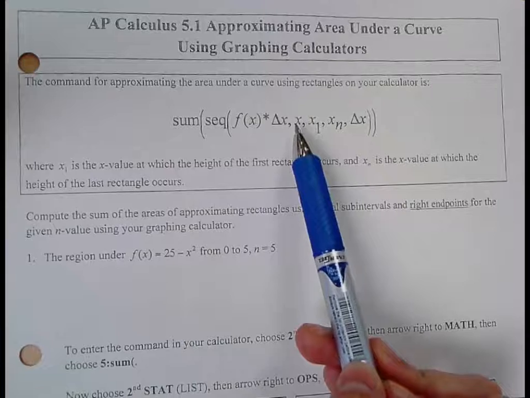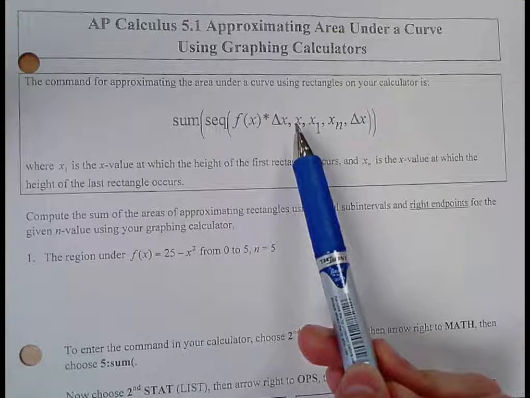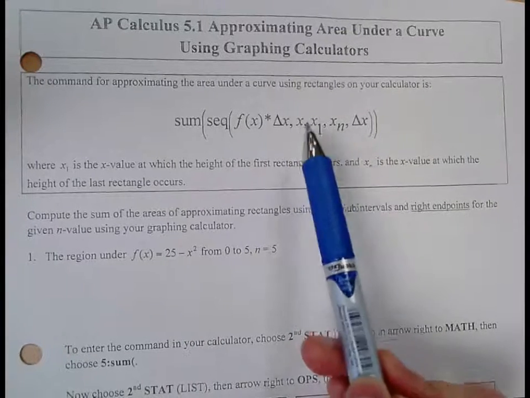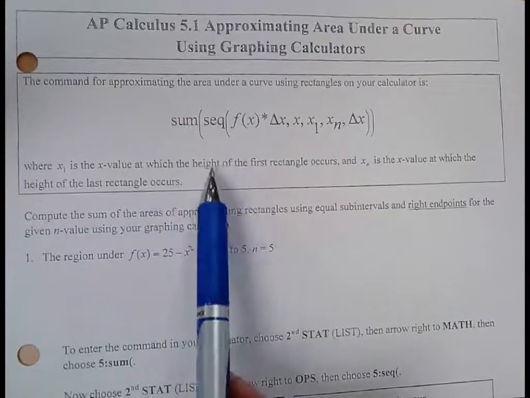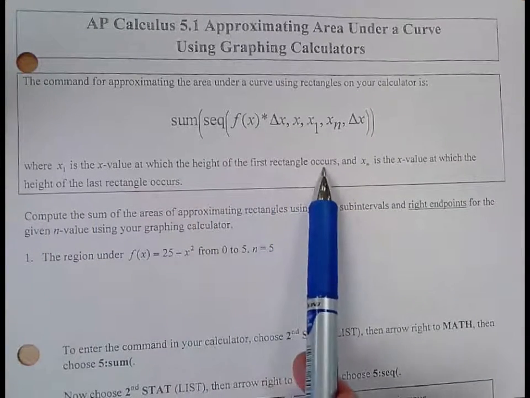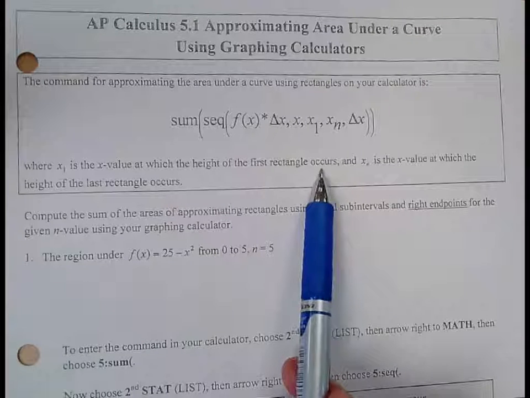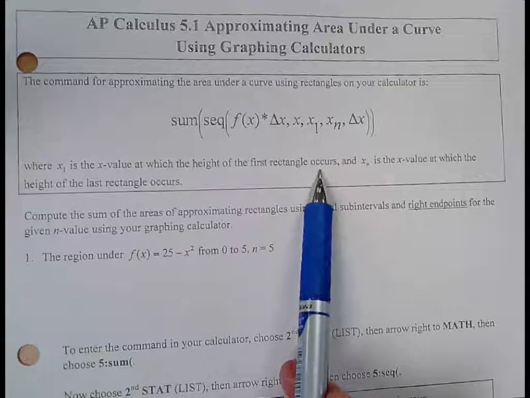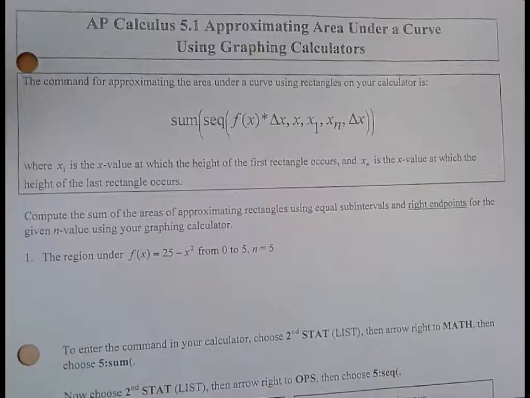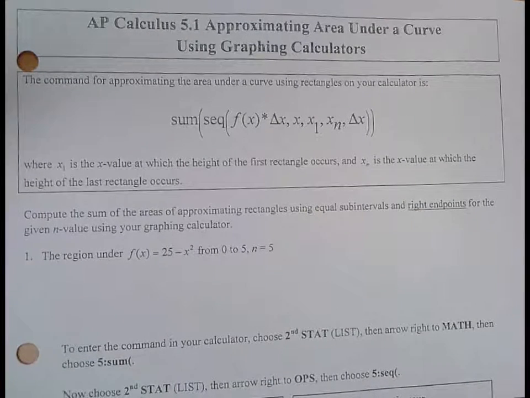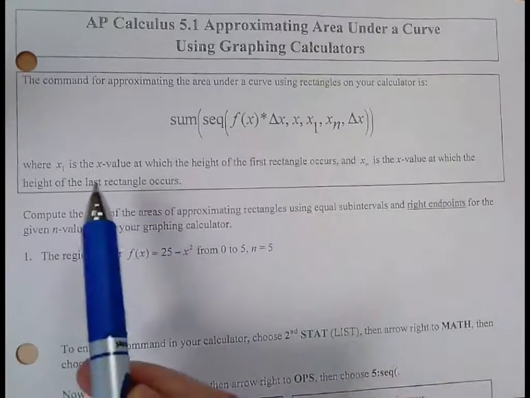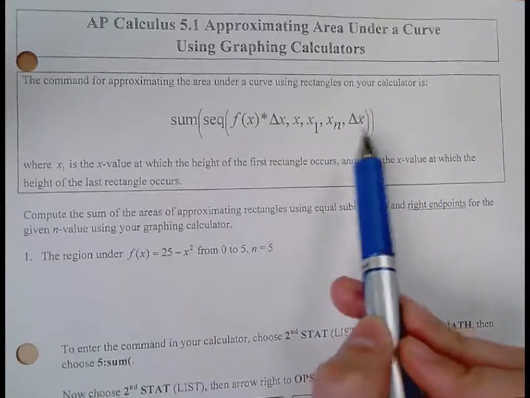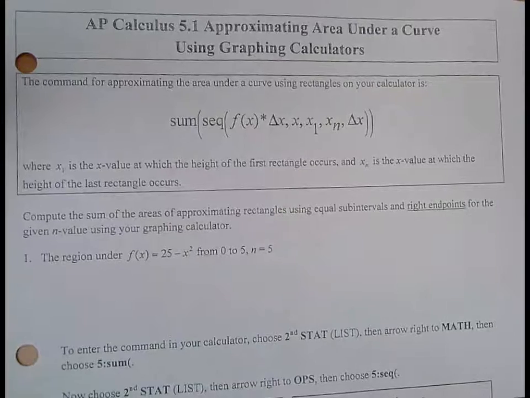X is just defining that x is your variable, so you would actually put x in there. X sub 1, it says below, is the x value at which the height of the first rectangle occurs. It is not necessarily the a value of the interval. It's the x value at which the height of the first rectangle would occur. X sub n is the x value at which the height of the last rectangle occurs, and then again delta x, you see there again.